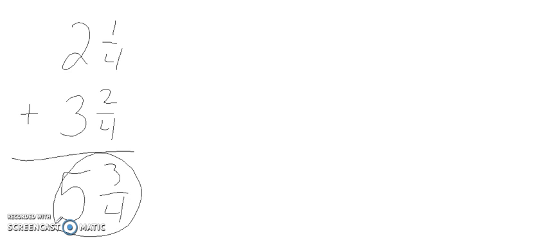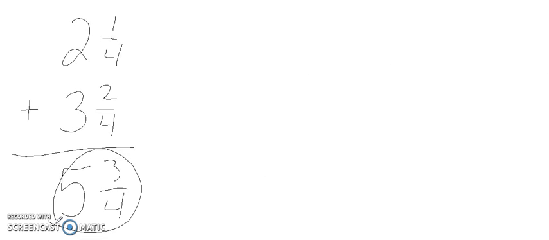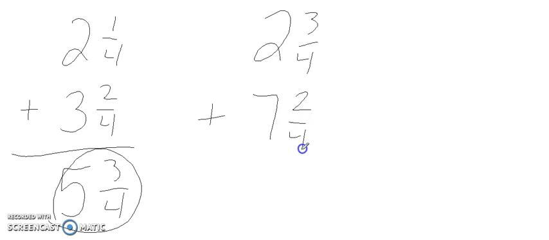There's our final answer. However, our mixed numbers do not always add up to where our answer has a regular fraction. Sometimes they have an improper fraction in the answer. For example, if I have 2 3/4 and I want to add it to 7 2/4, I'm going to end up with an extra step that I have to do.